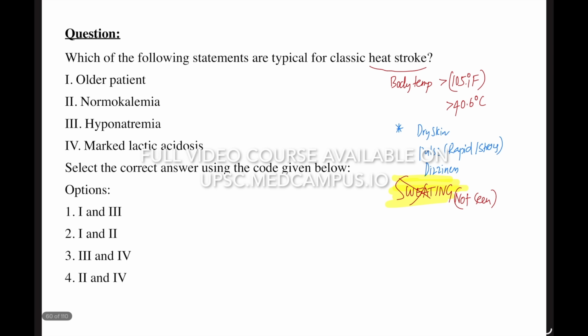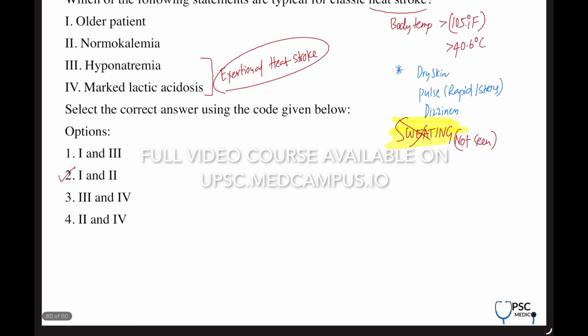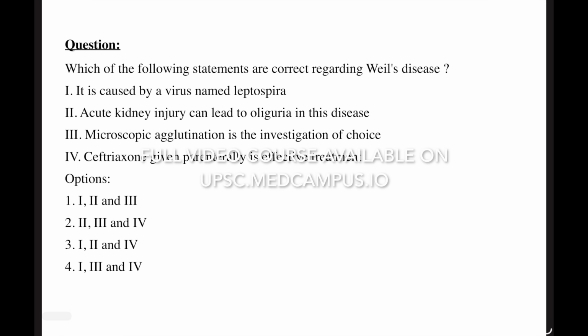Coming back to this question, which of the following statements are typical for classic heat stroke? That means older patient, agree. Normokalemia, agree. Normal sodium, yes. Marked lactic, no. So 1 and 2 are correct answers here, because hyponatremia and marked lactic acidosis are classical of exertional heat stroke, not classic heat stroke. Got your point? The correct answer is option 1 and 2. Now let's move on to the next question.